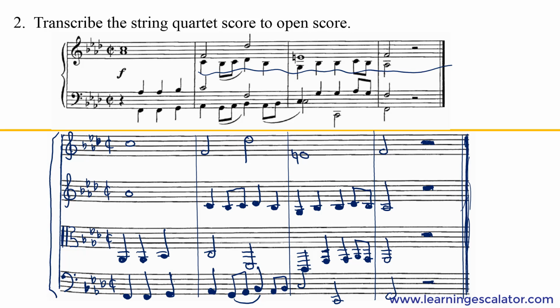Also, you need to label the part name, so. Violin 1, violin 2, viola, and cello.